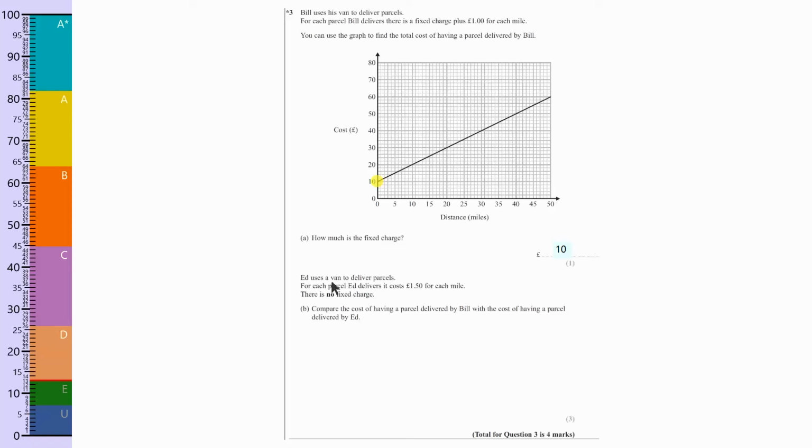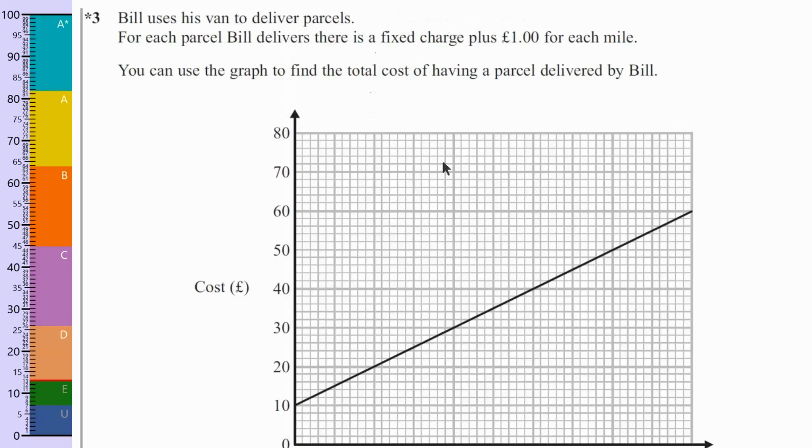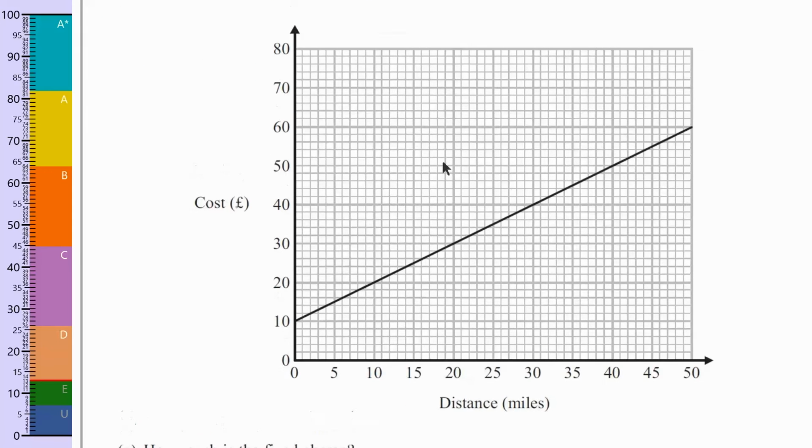Okay. Now it says, Ed uses a van to deliver parcels. For each parcel Ed delivers, it costs £1.50 for each mile. There is no fixed charge. Compare the cost of having a parcel delivered by Bill with the cost of having a parcel delivered by Ed. So for this question, I'm going to zoom in on this. So let's zoom in. Okay, let's just move down slightly.